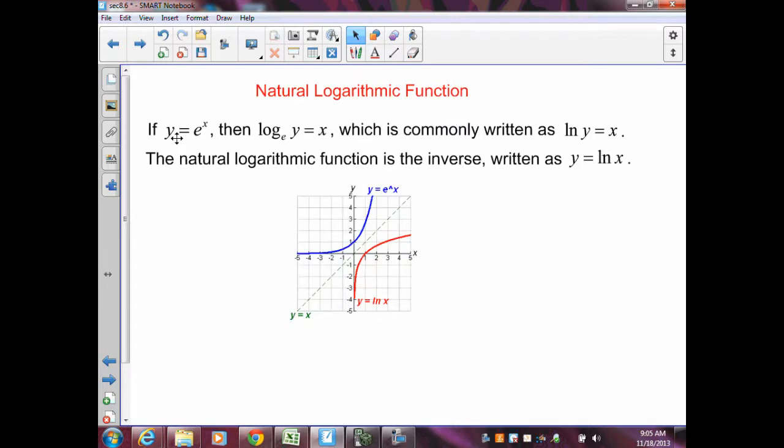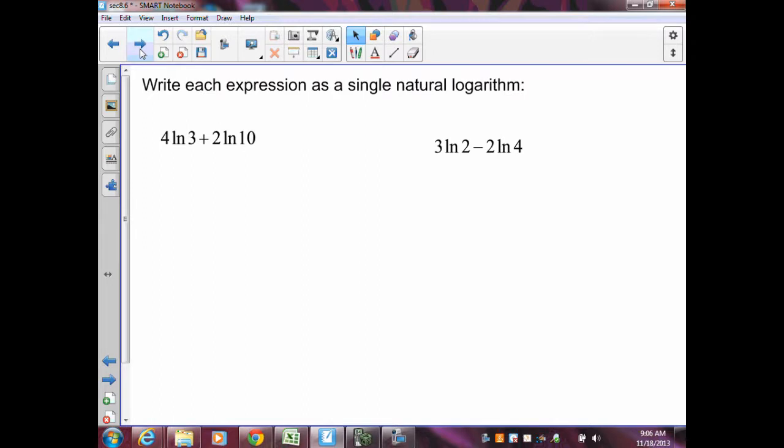Here's the natural logarithmic function. If y equals e to the x, then the log with base e of y equals x. That's how that would be denoted in log form, which is commonly written as ln y equals x. The natural logarithm function is the inverse, written as y equals ln x. Therefore, we have the exponential function, y equals e to the x, and we have its inverse, which is y equals ln x. And you can see it is reflected over our identity function, y equals x. Let's take a look at our first example.